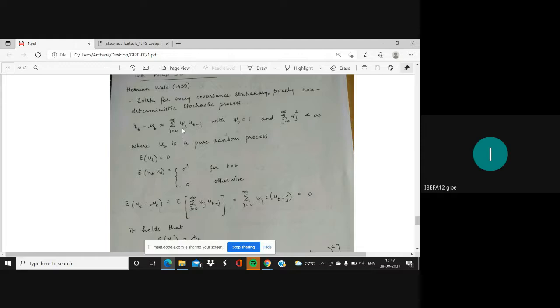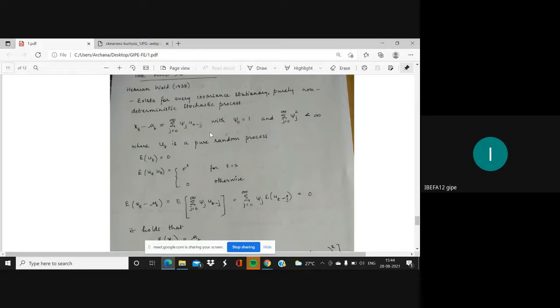Now, the reason that we are interested in this decomposition is that these parameters here, these coefficients psi j, are basically the weights that you attach to the error terms, or these UTs. And these UTs are generally called an innovation or a shock. If you look at any regression model, you have the error term, and that captures all the omitted variables, or all the things that you can't explain based on the model that you have constructed or tried to fit.